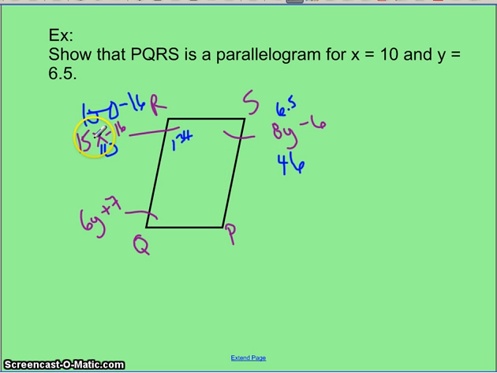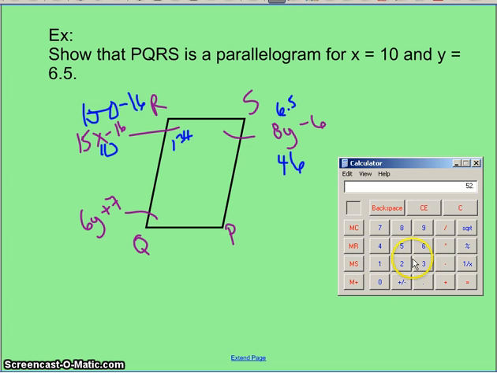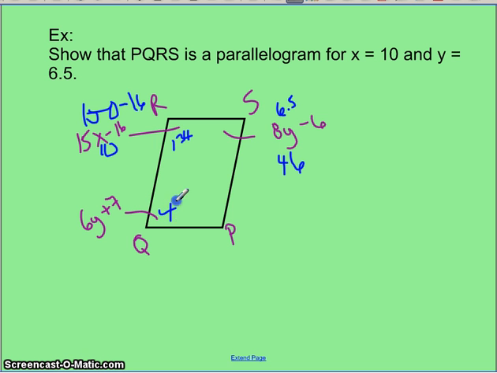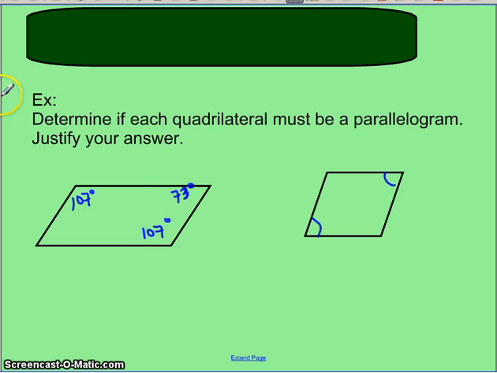Alright, then we'll come right over here to this one, I guess, and we got to multiply 6 times 6.5. By the way, secret word today, insanity, just like the work I do, insanity. Alright, that's going to be 39 plus 7. Boom, we got 46 for this also. So remember, if consecutive angles add up to equal 180, and if I add 46 plus 134, that equals 180. 46 plus 134, that equals 180. So therefore, I have another parallelogram.